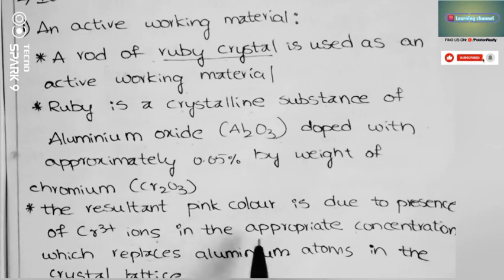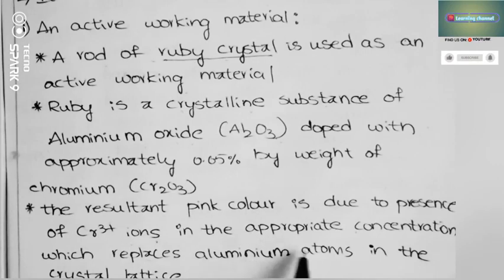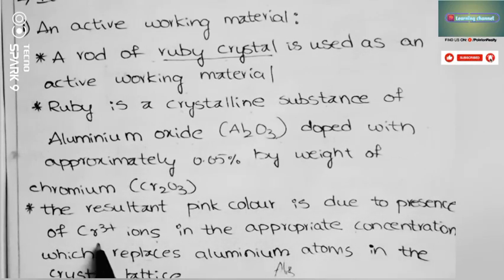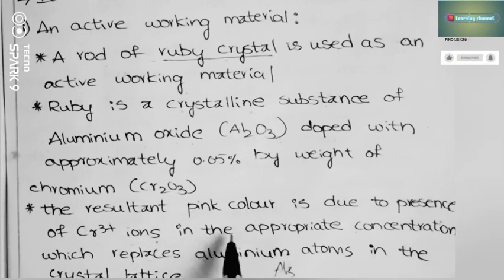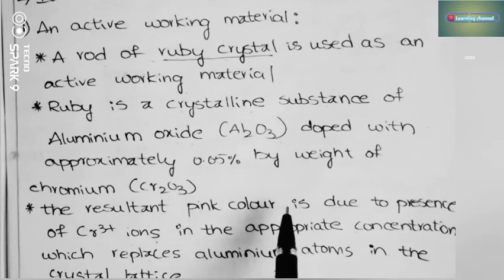Why is it pink or sometimes red in color? Because here we have Cr3+ chromium ions. These chromium ions replace the aluminum Al3+ atoms, and because of this it gets a pink color. These chromium ions alone participate in the laser transition.